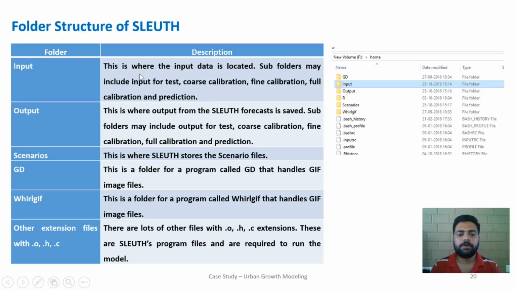So input folder, it is where you store all your input data sets. You can create as many subfolders as you want for various calibration procedures. Then output folder, you can have similar to input. Here you can store all your output in terms of GIF and in terms of Excel results. Then we have scenario folder.